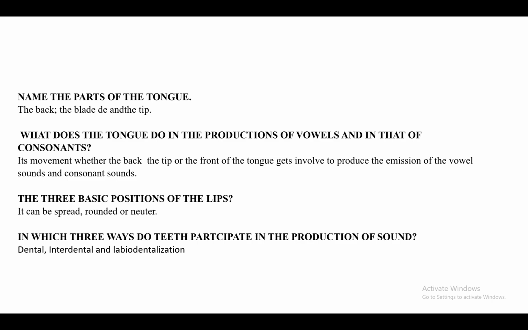What does the tongue do in the production of vowels and consonants? It is moving, whether the back, the tip, or the front of the tongue gets involved, to produce the emission of the vowel sounds and consonant sounds. What are the three basic positions of the lips? They can be spread, rounded, or neutral.